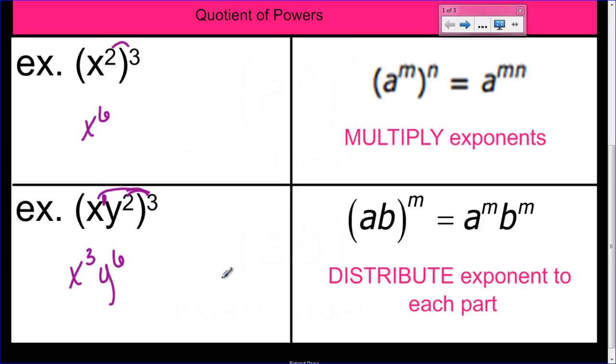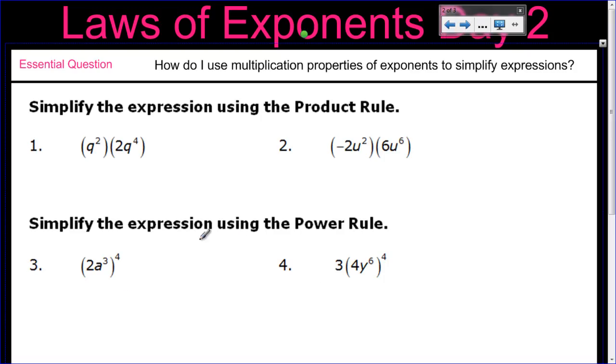So that's simplified. So those are the three rules we're going to deal with today. So let's practice simplifying some expressions. So 1 and 2 are just going to use the product rule.